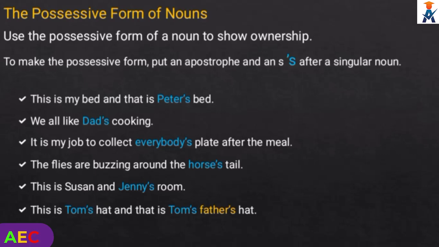Let's go. A possessive noun in English grammar refers to showing ownership or a close relationship between things. That means a possessive noun uses a form of the noun to show ownership. To make a possessive noun, put an apostrophe and s after a singular noun. That means to make a singular noun possessive, generally add an apostrophe and s.